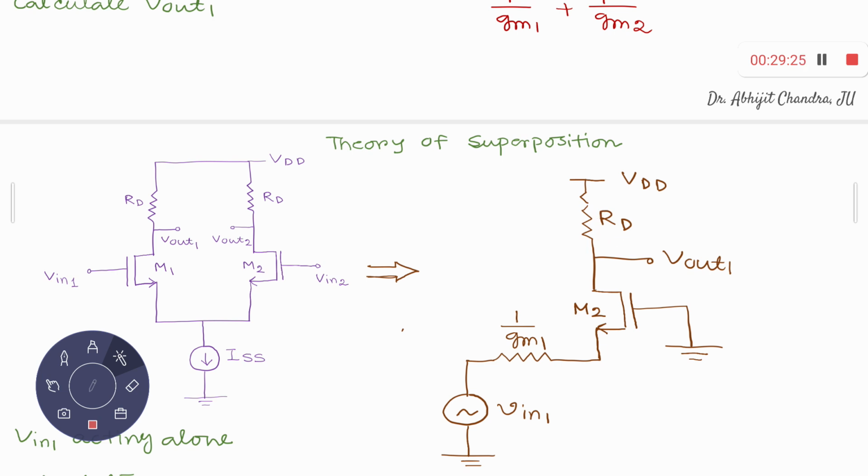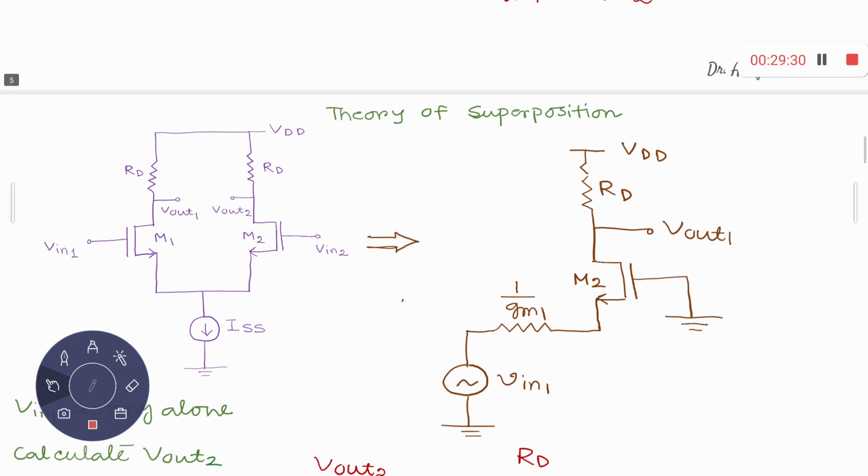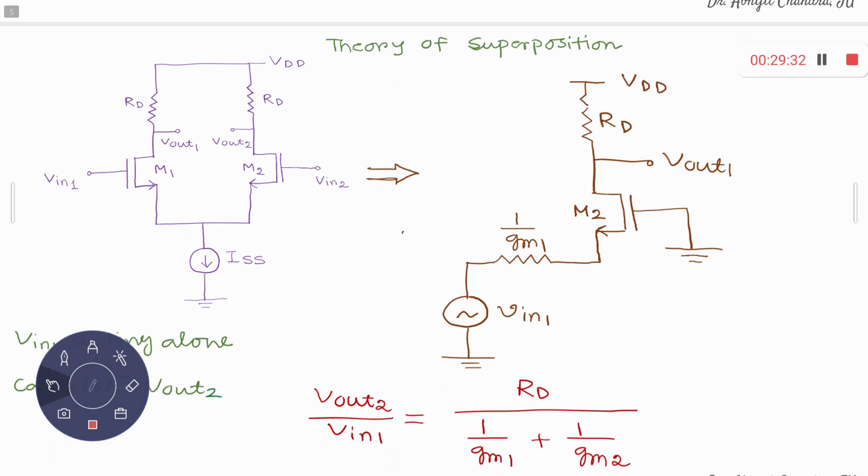So the formula is pretty simple, as you know. This is nothing but V out 1 upon V in 1. What is that? It should be V out 2. There's a mistake. This is not V out 1. This should be V out 2. So what is your V out 2 upon V in 1? Simply common gate, so there is no phase reversal: RD upon 1 upon gm1 plus 1 upon gm2.